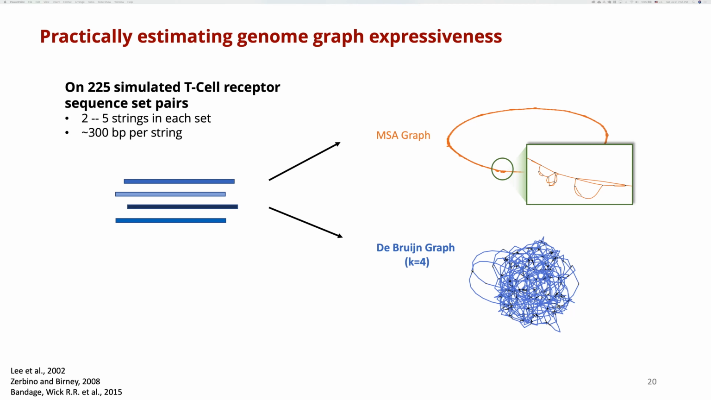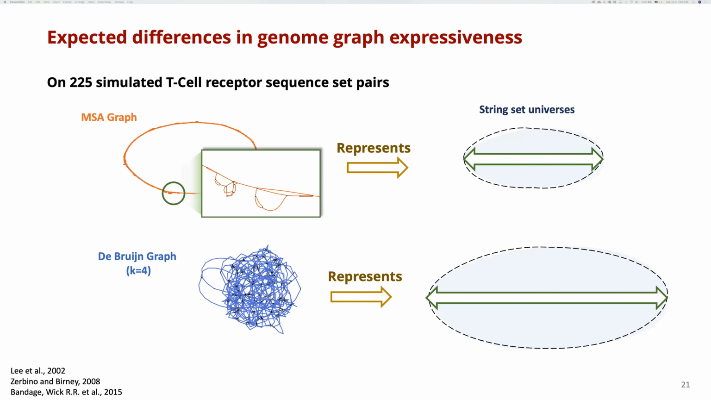For the MSA graph, the structure is simpler with a few bubble structures or branching out structures that will lead to graph expressiveness. However, for the de Bruijn graph, it is way more tangled and there are way more bubble structures. And therefore, intuitively, we would think that the MSA graph will have a smaller string set universe and therefore a smaller diameter, and for de Bruijn graphs, there will be a larger string set universe and a larger diameter.